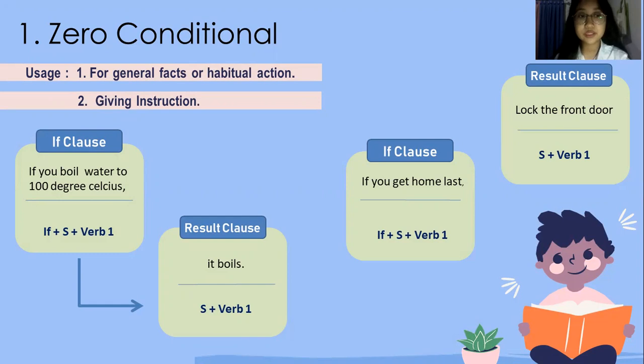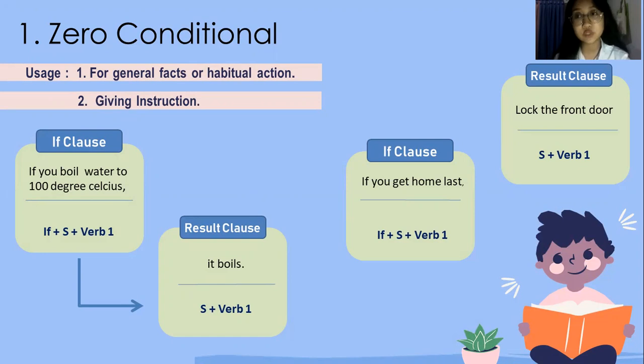The structure for this conditional sentence is if plus subject plus verb 1 for the if clause and subject plus verb 1 for the result clause. So for the if clause here, the subject is you and the verb 1 is boil, and the same as the result clause, the subject is it and the verb 1 is boils.